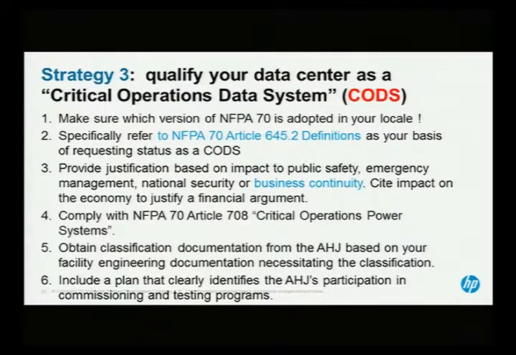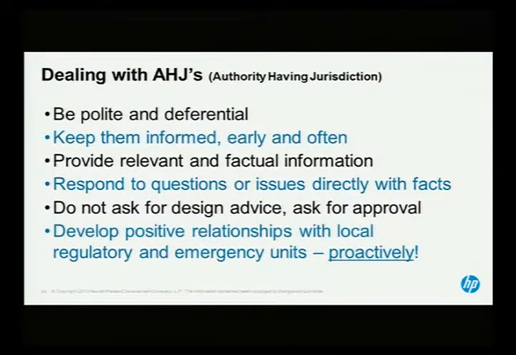Here's the important point. Obtain classification documentation from the AHJ based on your facility engineering necessitating the classification before you start. Don't try to design it and build it and then go get your occupancy permit. Sit down and explain what you're trying to do. Now, dealing with the AHJs. These are the people that can go, yes, you live, no, you die, okay? You get an occupancy permit. In a lot of cases, it triggers payments if you're financing things to get that occupancy paid. It can be a bad headache if this guy or this lady is not on your side.